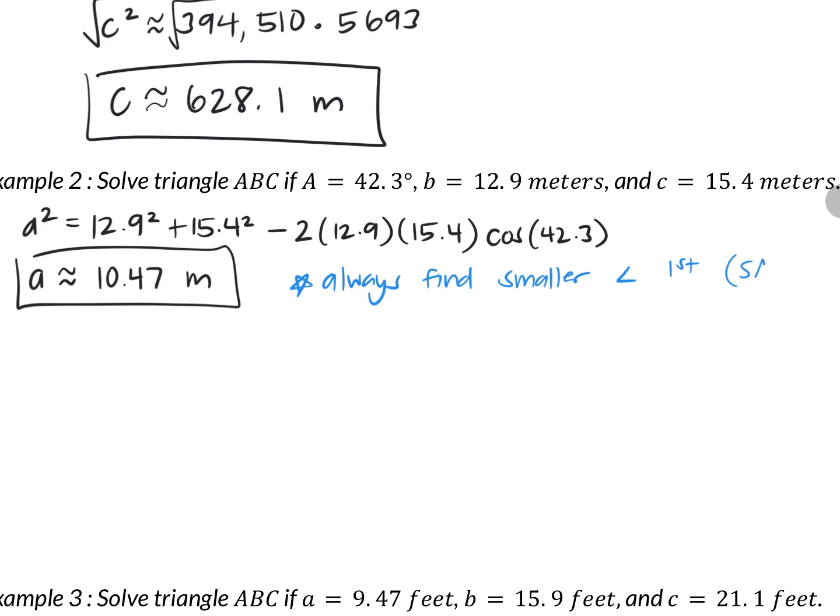When we have our side angle side, okay? Which means, where's my smallest angle going to be across from? Across from the smallest side, right? So always across the smallest side.